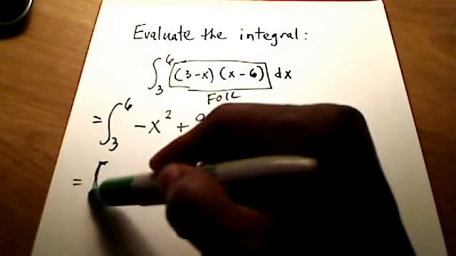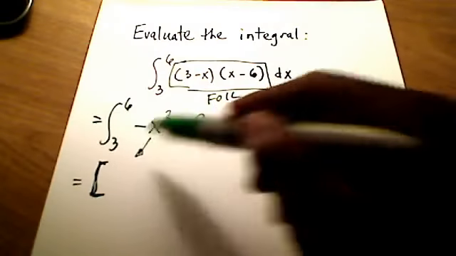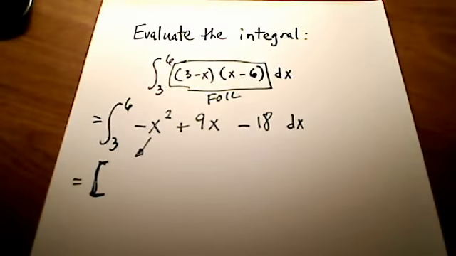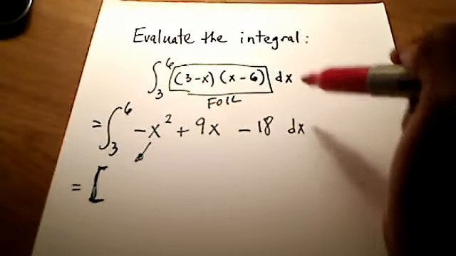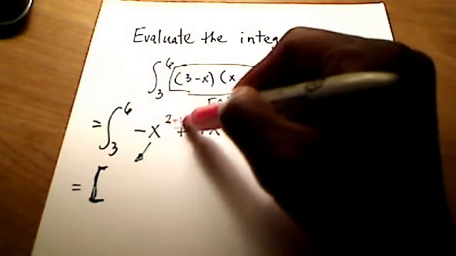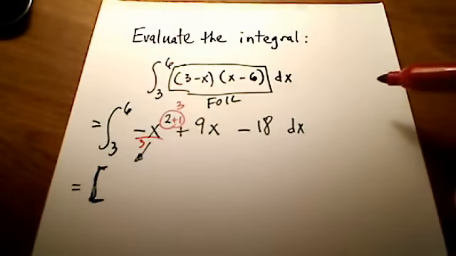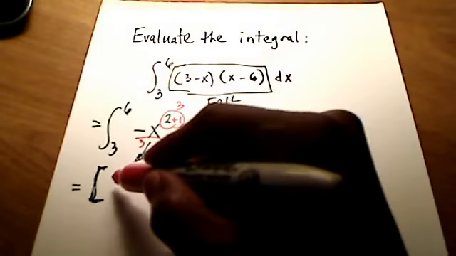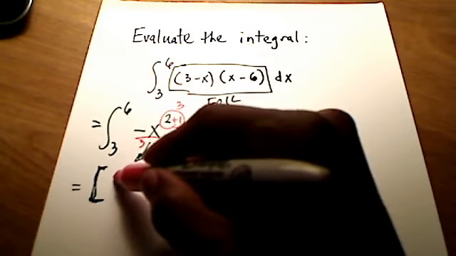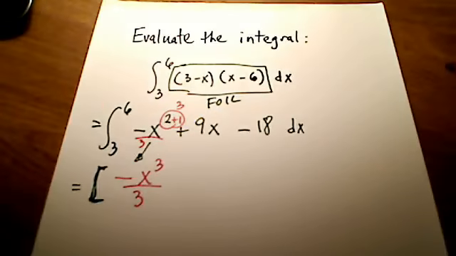Maybe I should just do this in a block here. Let's find the antiderivative of each of these terms. Now, I don't know how your teacher explains it to you, but in class I usually start off saying, you want to find the antiderivative, so we start by adding 1 to this exponent. This new exponent is a 3, and that 3 also goes on the bottom. So this first antiderivative is negative x to the third all over 3.